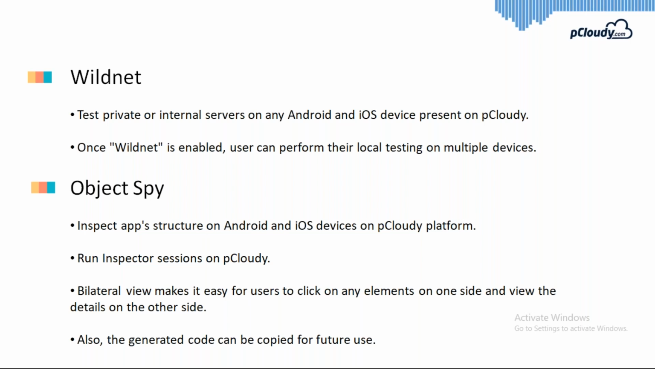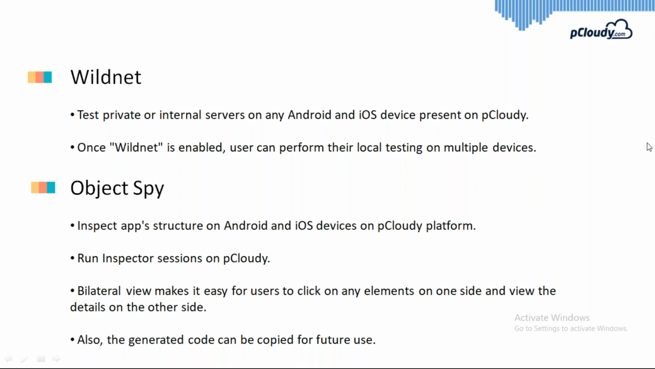So what we have done is we have released, or we are releasing, this feature called wildnet, which is even more friendly to use for the customer, right? You just need to enable it once, and then you can perform testing on multiple devices. Now, to see this particular feature, I will take you through a small 2 minute video to tell you how you can use it, and then we'll move on to the object spy.